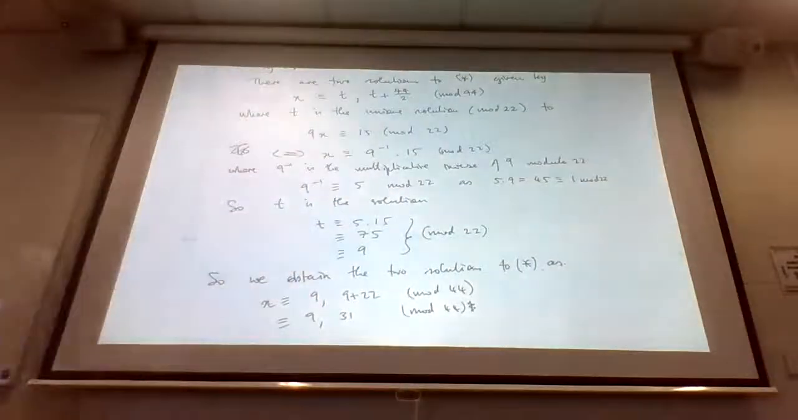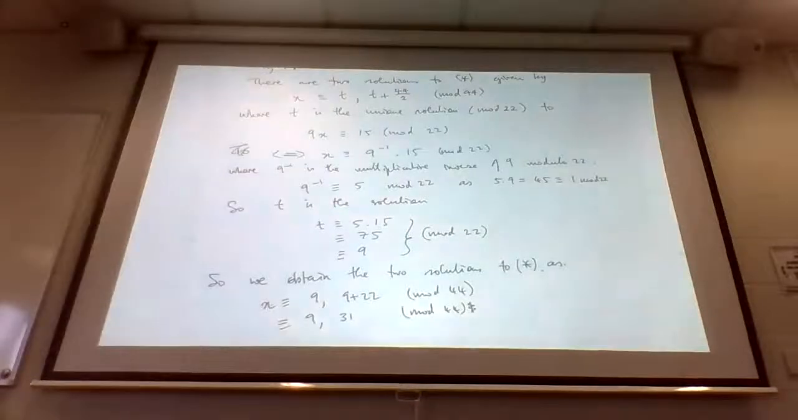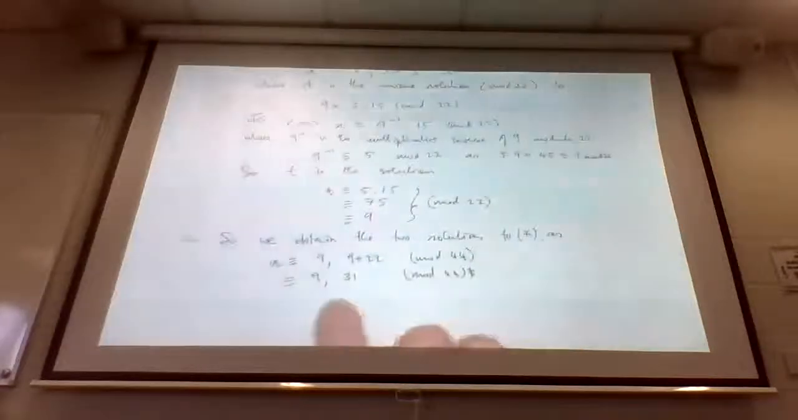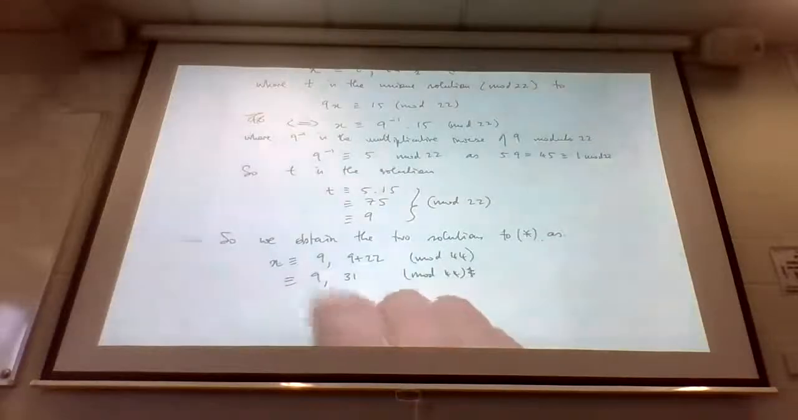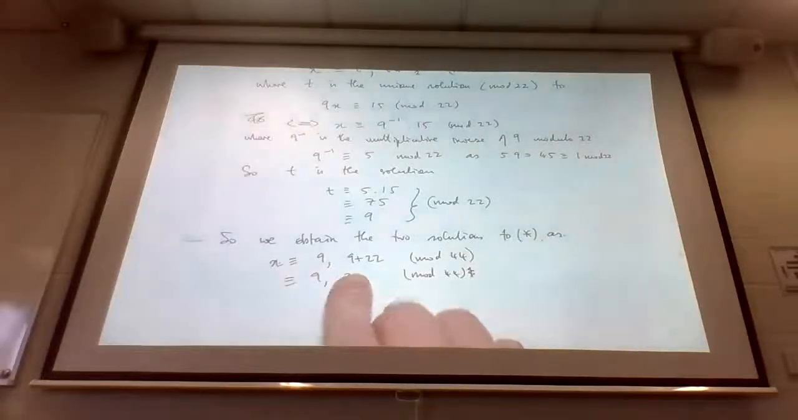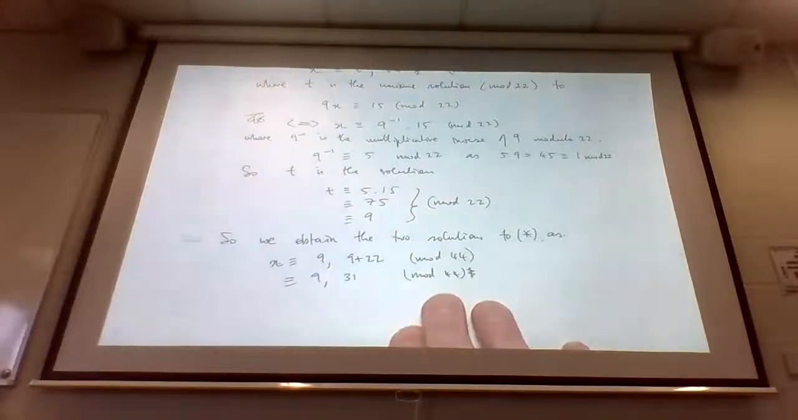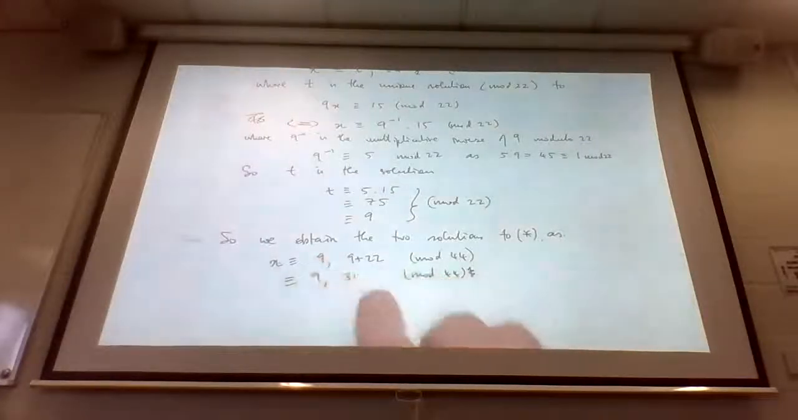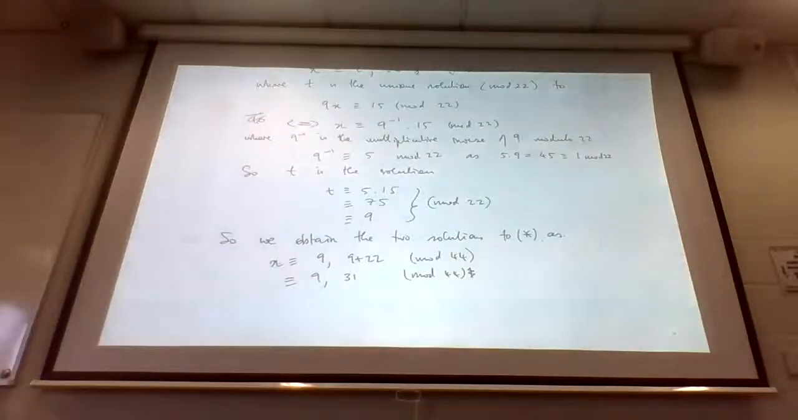Okay then. Can we just give our answers as square brackets, because it says congruence class? You can if you want, but that's declaring congruence classes as well, because the solution is x congruent to 9 or x congruent to 31. Yeah, that's okay. I think that's equivalent.